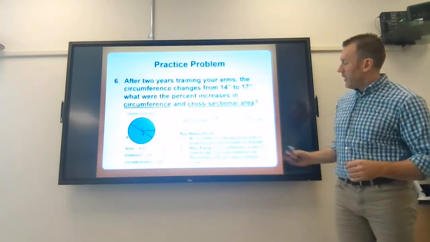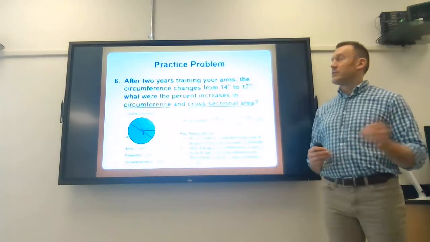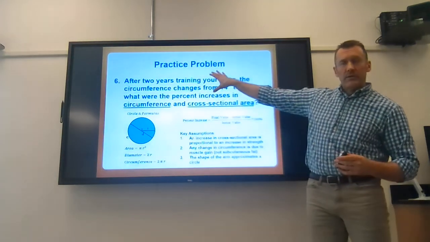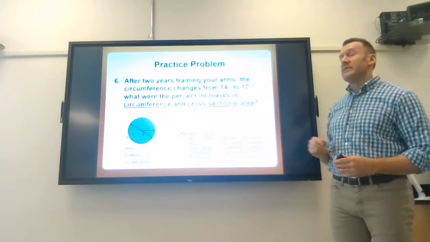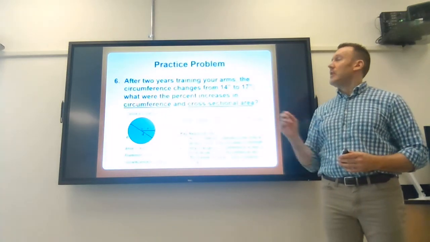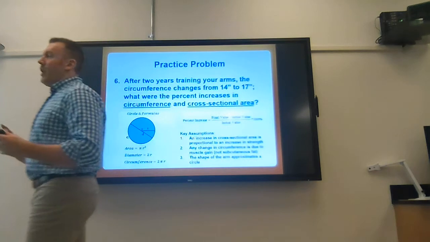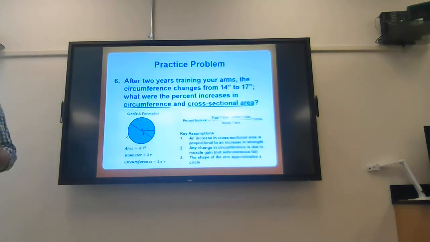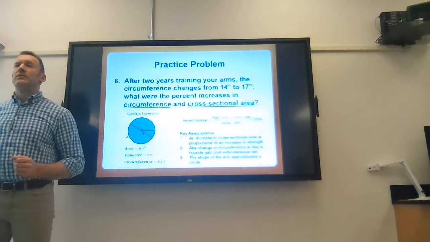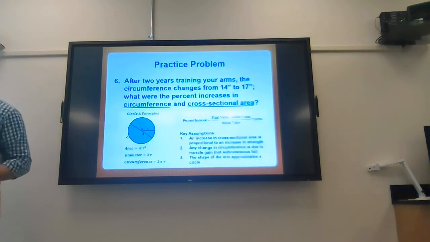Third assumption is that the shape of the arm approximates a circle in making this assumption with strength and cross-sectional area. Okay, so back to the problem. So we've done 2 years of really hard training and our upper arm goes from 14 inches to 17 inches. Our circumference has increased 21.43%. So we have a 21.43% increase in size. So let's calculate the cross-sectional area. So what would we predict would be the increase in strength if we're saying that cross-sectional area is proportional to strength? So we have to look at the geometry of a circle, and assuming the upper arm approximates a circle.